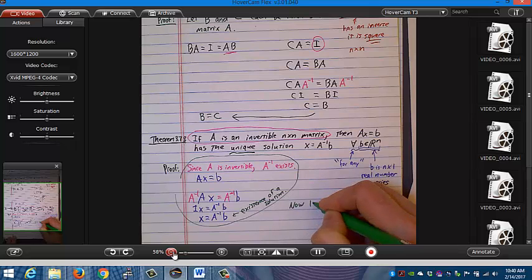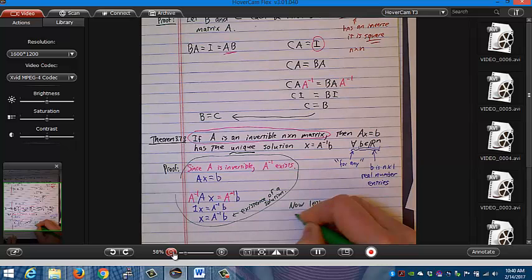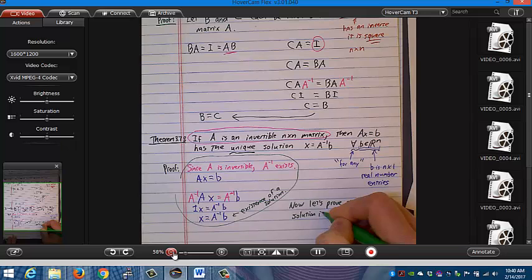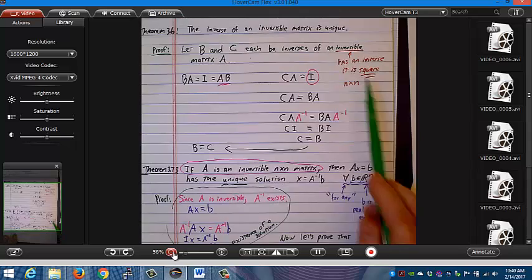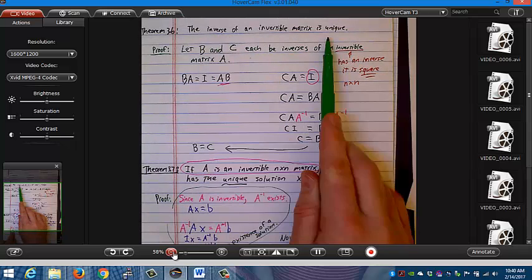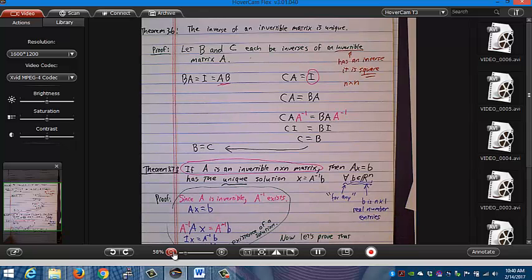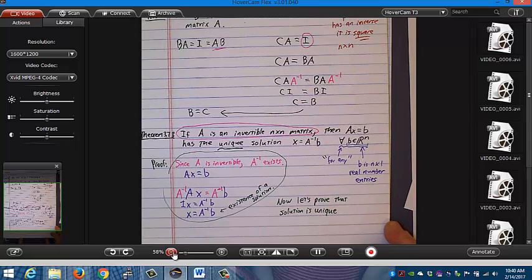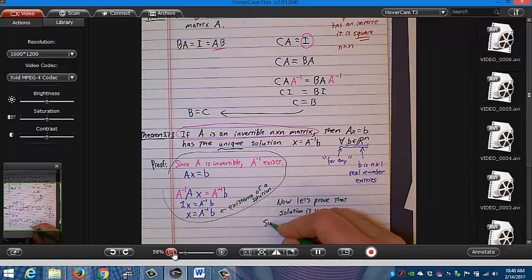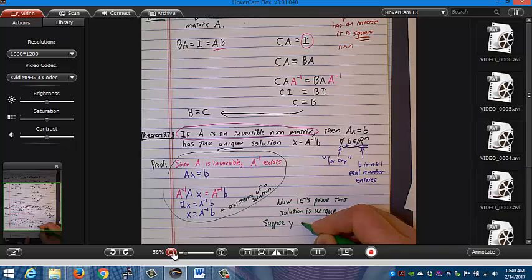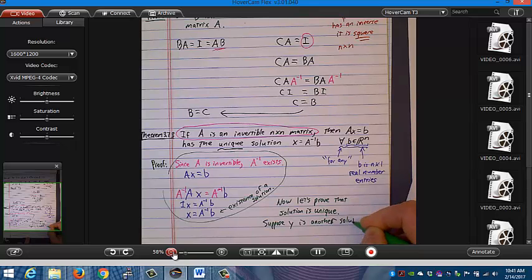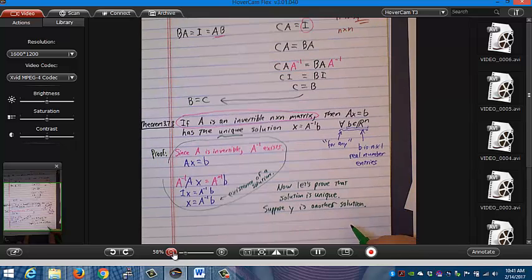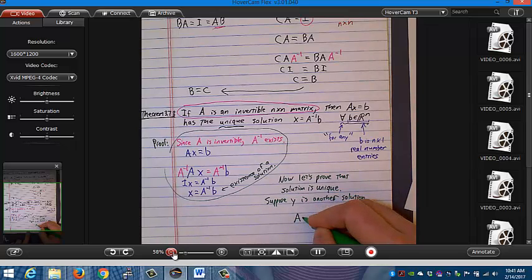Now, let's prove that solution is unique. That's kind of what I did up above, right? I was trying to show that the inverse had to be unique. And all you do is you just come up with another letter. So I might say, suppose y is another solution. Let's unpack that. What does that mean? That means A times y is equal to b.